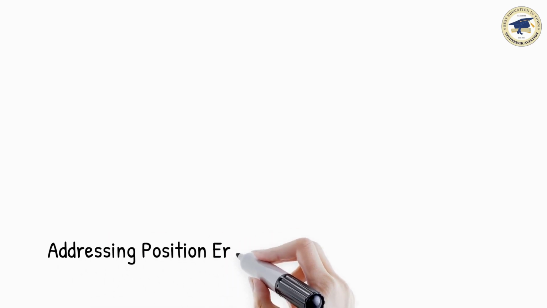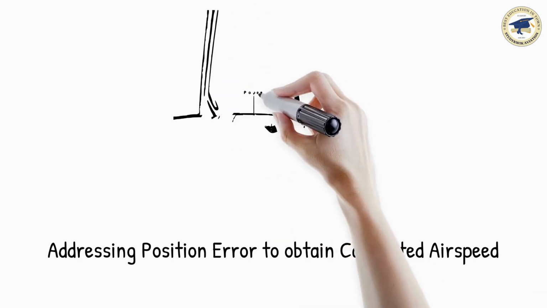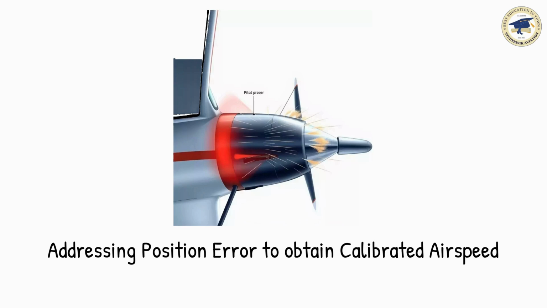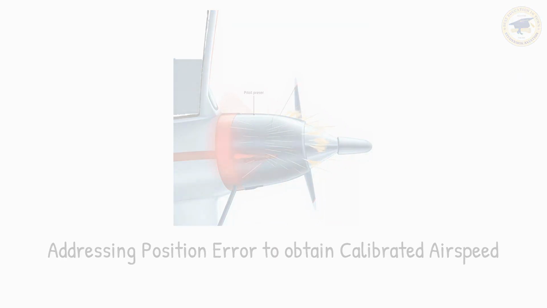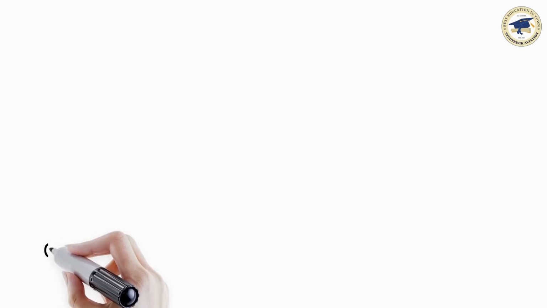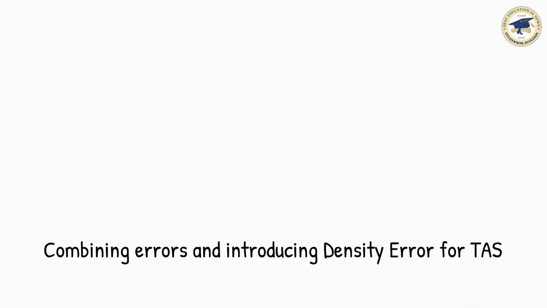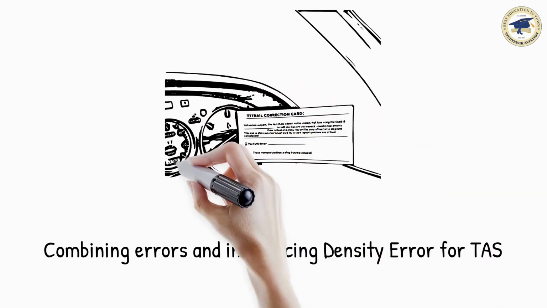The next error is position error, sometimes called pressure error. This is caused by disturbed airflow around the pitot-static heads due to suction or turbulence near the aircraft structure. So, when we apply corrections for instrument error and position error, we get calibrated airspeed, CAS. In some cases, this is also called rectified airspeed, RAS. The correction card in the cockpit usually combines both instrument and position errors, so the pilot can quickly find CAS from the IAS. Now comes density error.